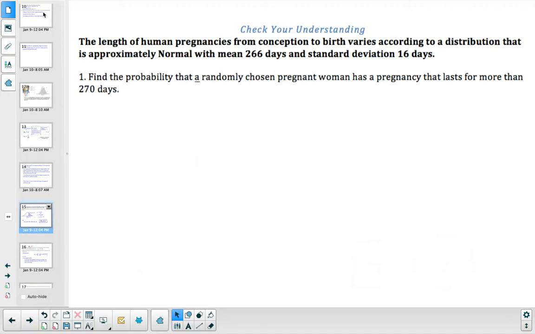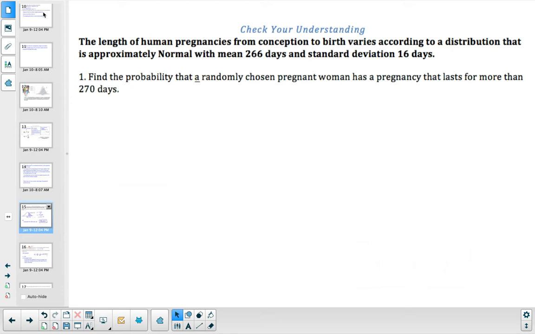This is the Check Your Understanding for 7.3, Sampling Distributions of Sample Means. The length of human pregnancies from conception to birth varies according to a distribution that is approximately normal, with a mean of 266 days and a standard deviation of 16 days. Find the probability that a randomly chosen pregnant woman has a pregnancy that lasts for more than 270 days.